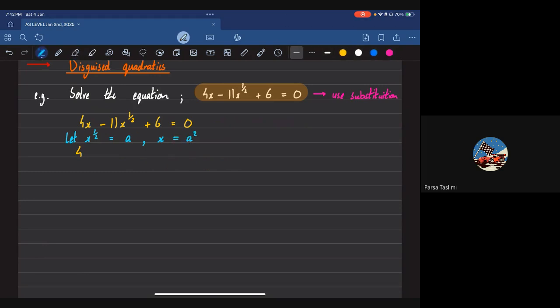So my equation is now going to look like 4a squared minus 11a plus 6 is equal to 0. Now my entire equation has been completely transformed into a quadratic version of it. It is completely quadratic now. I can solve it easily using my quadratic formula, which, if we first write down the formula, is a equals minus b plus minus the square root of b square minus 4ac, over 2a.